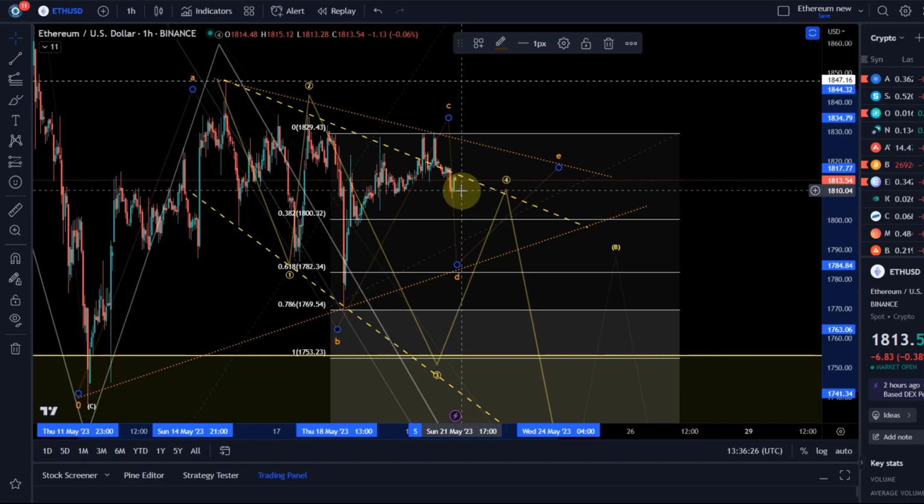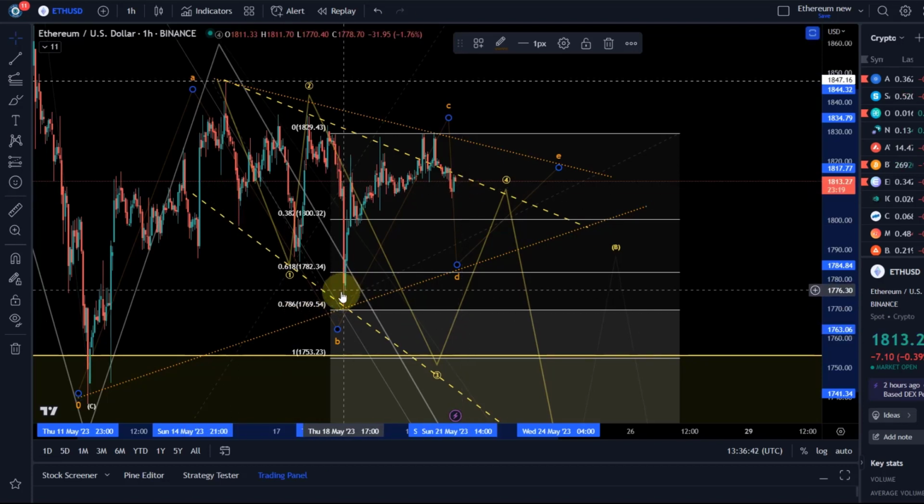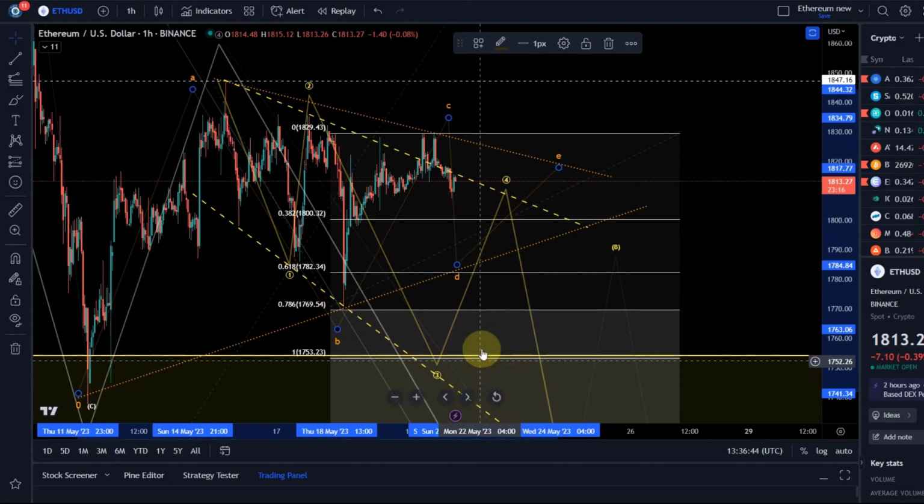Because otherwise you don't have anything in a triangle. But typically the D wave target is calculated by taking the length of the B wave here, and then you look at the extension targets, 38.2 or 61.8. If we break through the 78.6 extension, then we're making a new low and the triangle is broken, basically invalid because it never completed a proper triangle, but then we would just follow the yellow path.